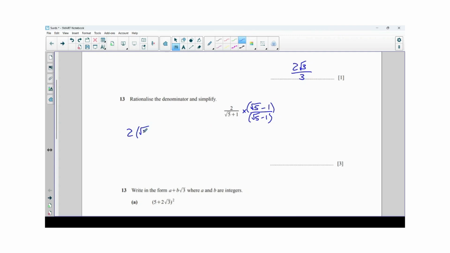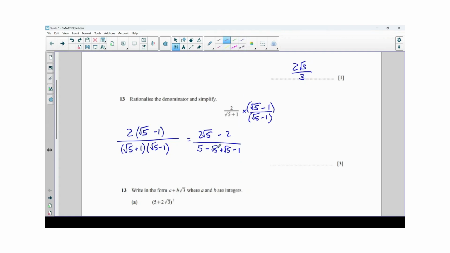Okay, so let's just write that out with our brackets in place. On the bottom we get root 5 plus 1, root 5 minus 1. The top we can expand out. We get 2 root 5 minus, and 2 times 1 is 2. And on the bottom we're going to do firsts, outsides, insides, lasts. Root 5 times root 5 is root 25, or we can just write that as 5. Root 5 times minus 1 is minus root 5. Root 5 times plus 1 is plus root 5. And then plus 1 times minus 1 is minus 1.